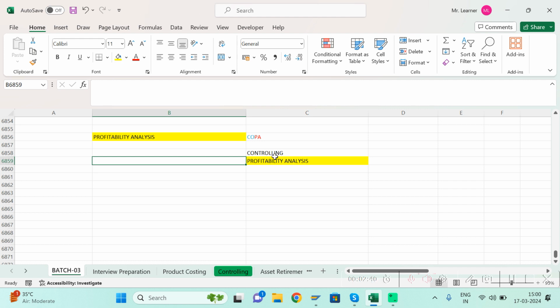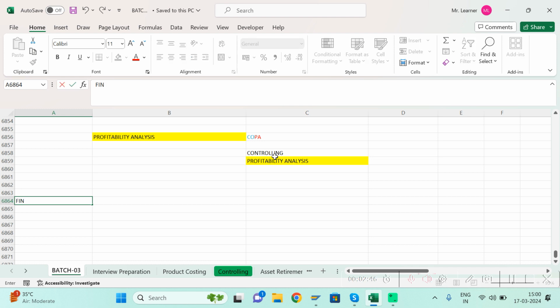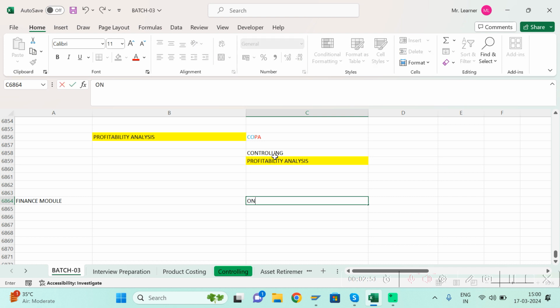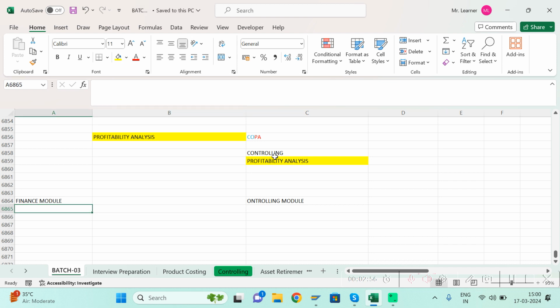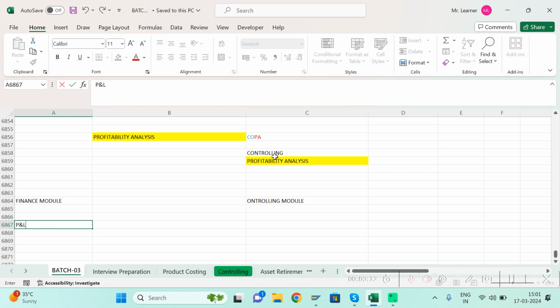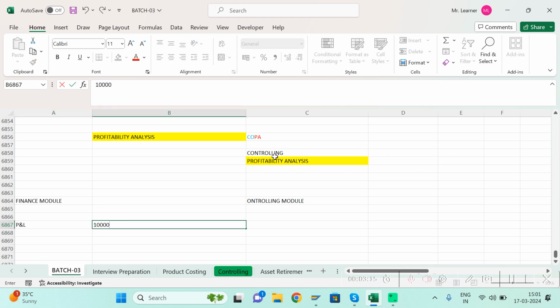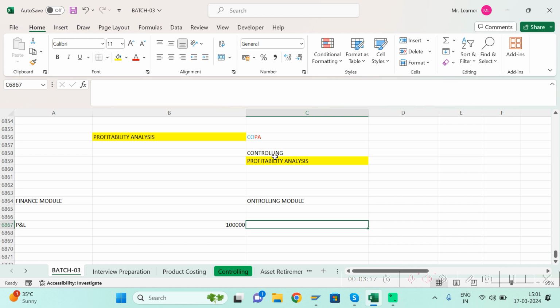Let me show you one example. You know that we have two modules: one is the finance module and another is the controlling module. The finance module will give you the profit and loss statement, and it will also give the balance sheet. Let's say in the finance module your profit and loss statement says that 100,000 is your profit amount.